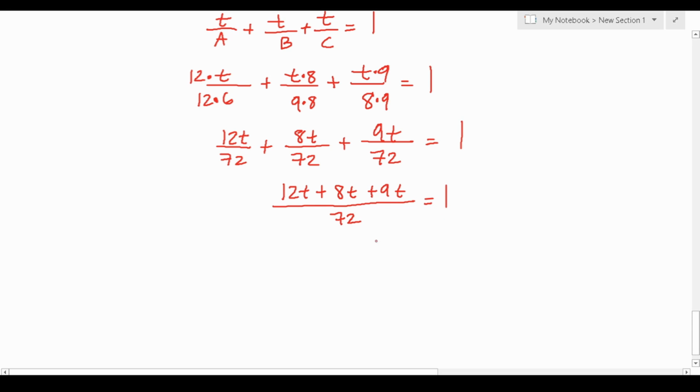Okay. At this point, you can either get rid of this fraction first, or you can combine all the like terms in the numerator. Let's go ahead and combine the like terms.